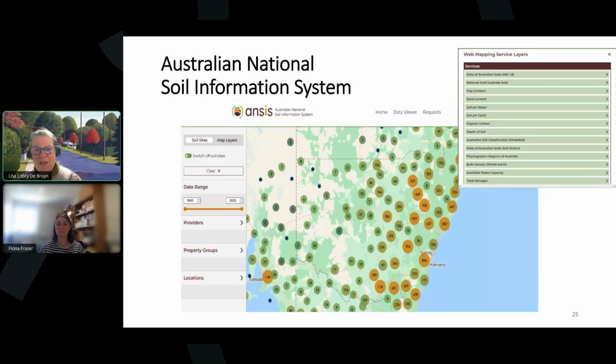So as you can see here, ANSYS is point scale information, and it's really interesting to note that ANSYS, when they were putting this together, rejected over 30,000 soil profiles because there were no records of the analytical methods attached to that data collection.